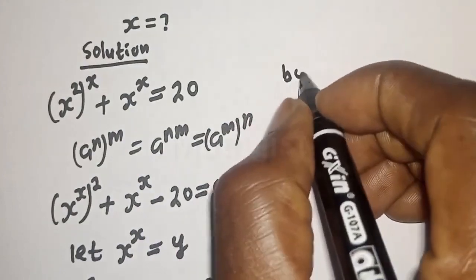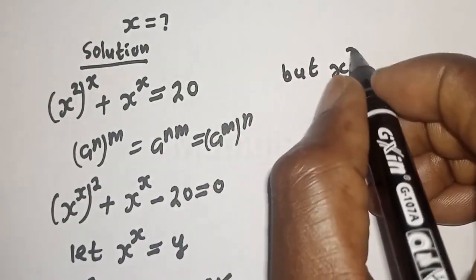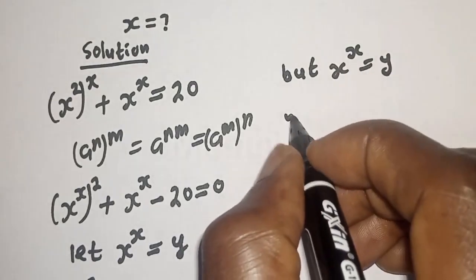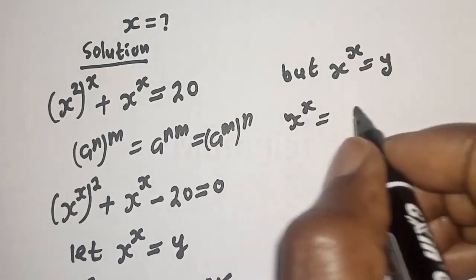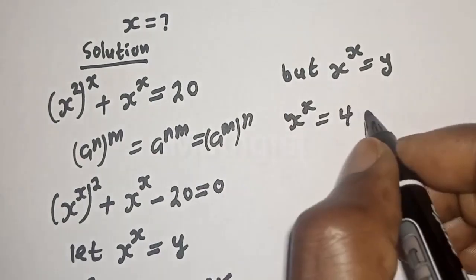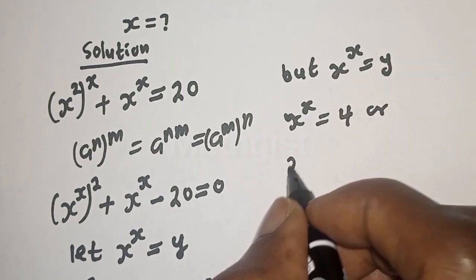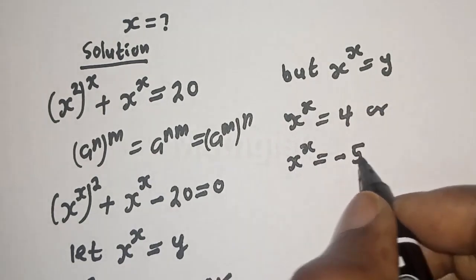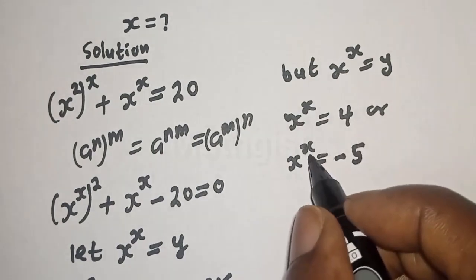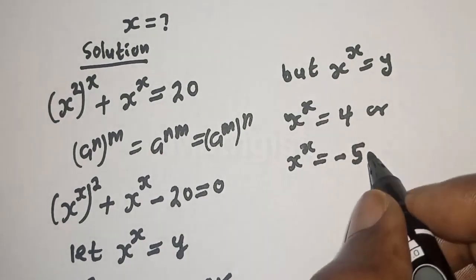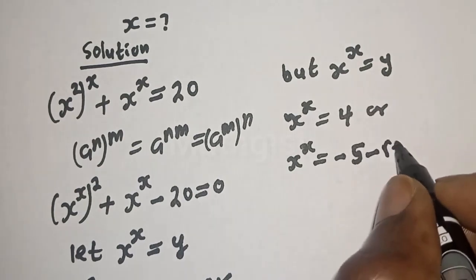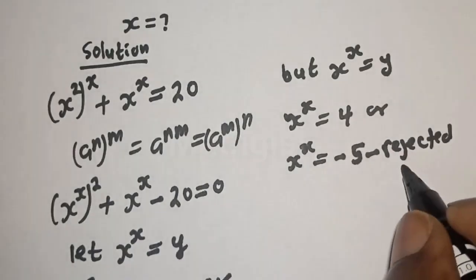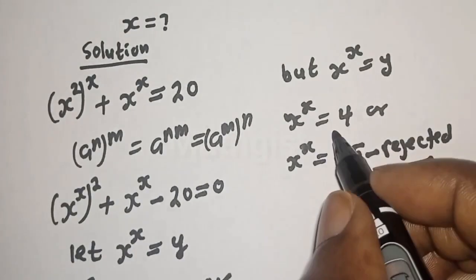But s raised to power s is equal to y. Now s raised to power s is equal to 4, or s raised to power s is equal to minus 5. But this exponential function cannot be equal to negative, so this is rejected. The only resolution we have is this.